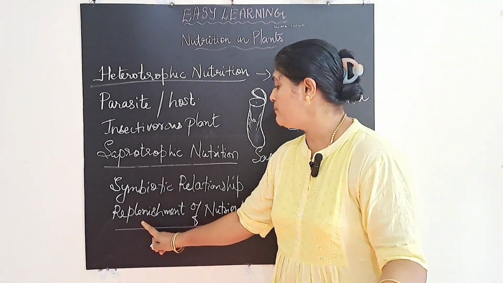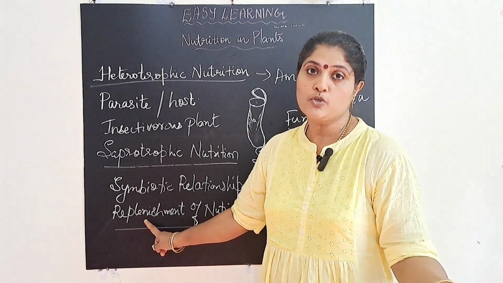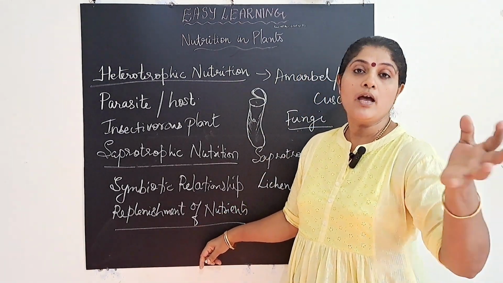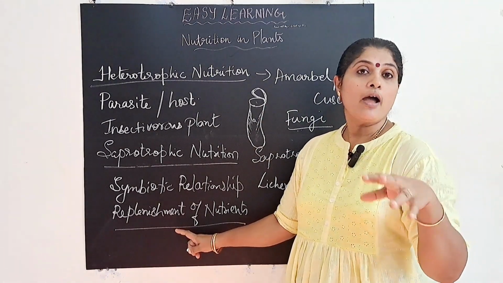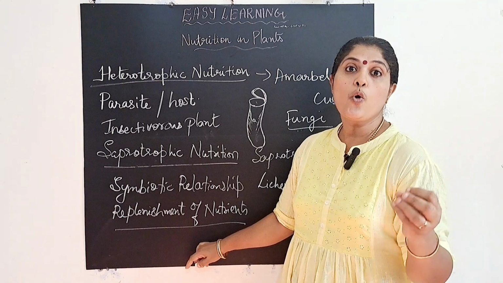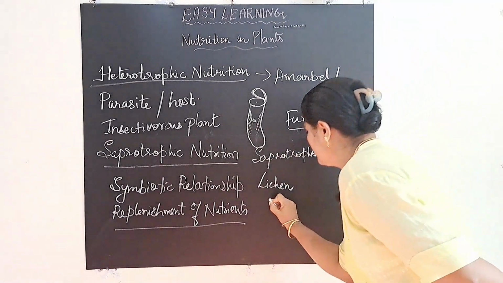So how does the replenishment of the nutrients take place? They may add fertilizers into the soil after the cultivation. Other than that, another method utilized by the farmers is growing leguminous plants.